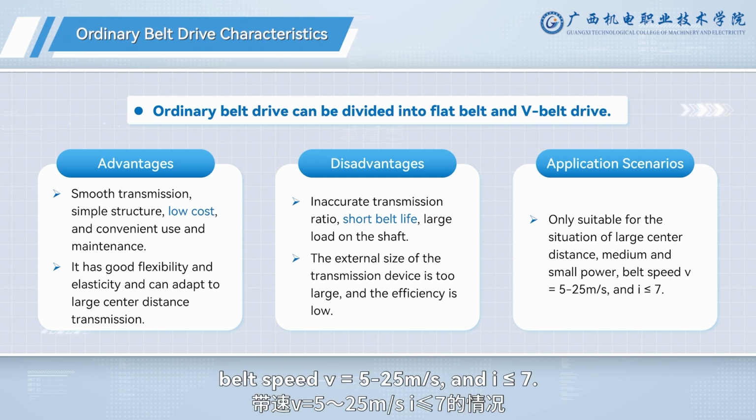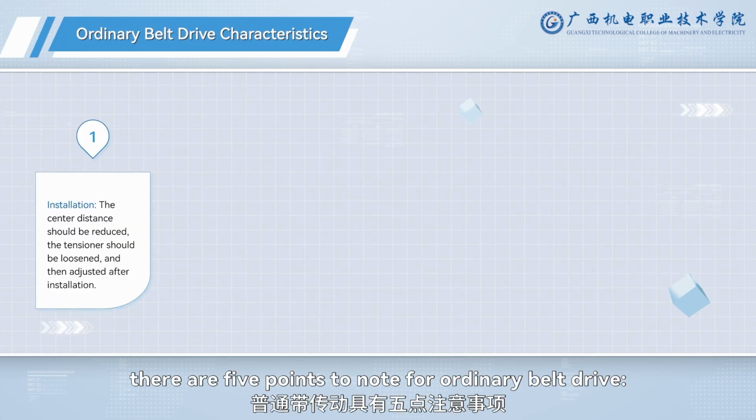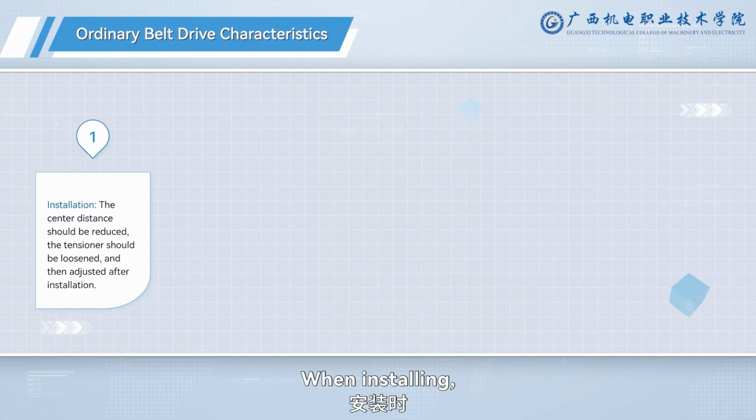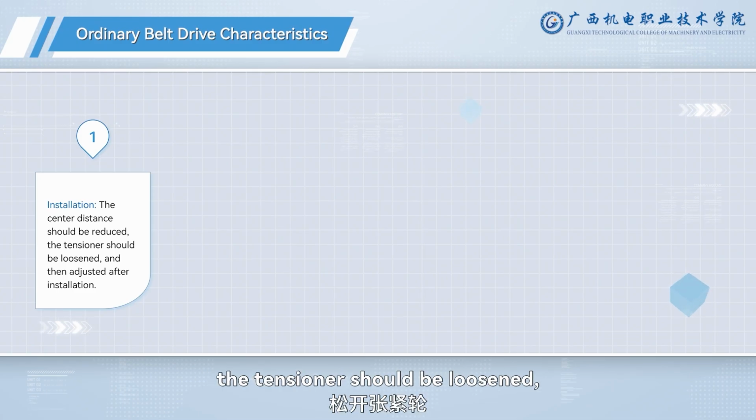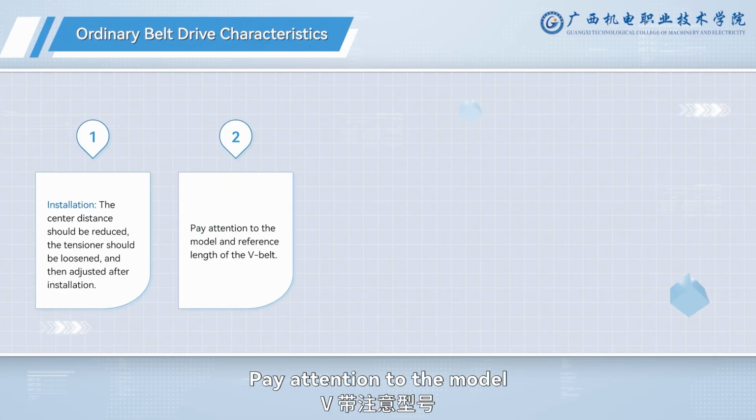Belt speed V equals 5 to 25 meters per second, and i is less than or equal to 7. In addition, there are 5 points to note for ordinary belt drive. When installing, the center distance should be reduced, the tensioner should be loosened, and then adjusted after installation. Pay attention to the model and reference length of the V-belt.